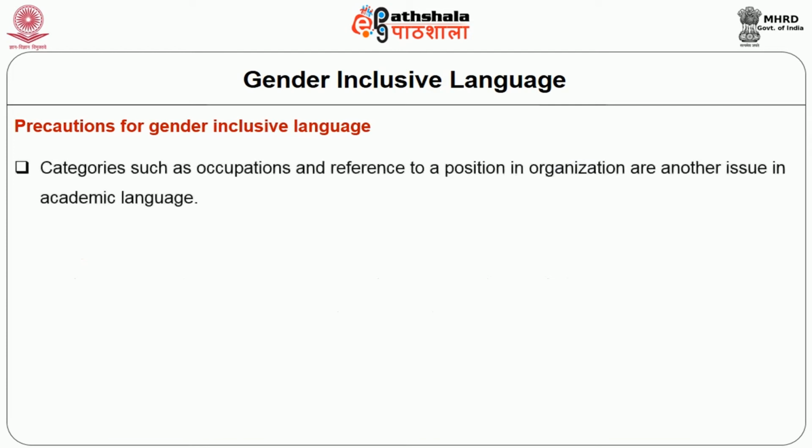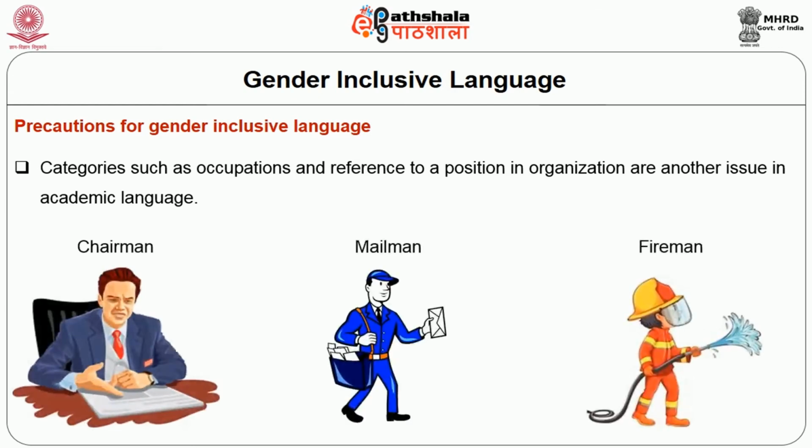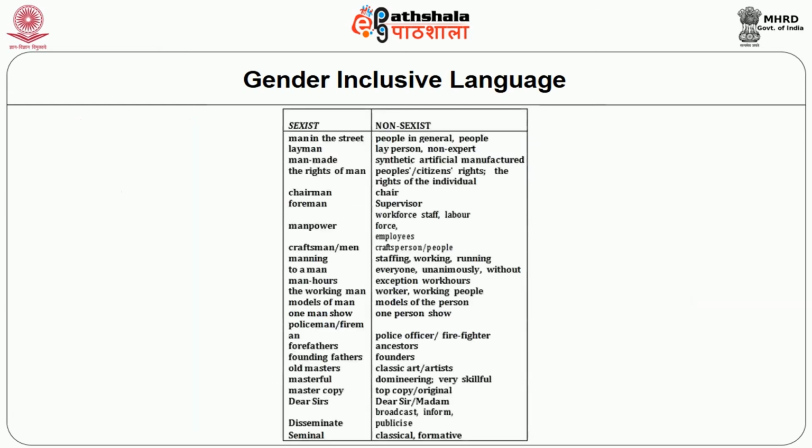Categories such as occupations and reference to a position in an organization are another issue in academic language. These include, for example, chairman, mailman, fireman, etc. And they have to be replaced by non-sexist language as mentioned in the list given in a document that is already there on the website. For example, instead of saying layman, one can say layperson or non-expert. Instead of saying chairman, one can say chair. Instead of saying manpower, you can say employees. Instead of saying forefathers, one can actually use the word ancestors. Instead of saying founding fathers, one can use the word founders.